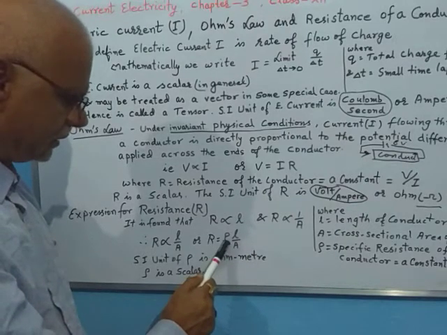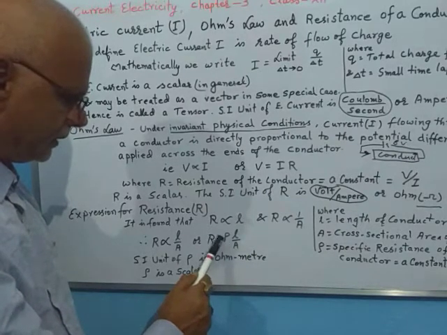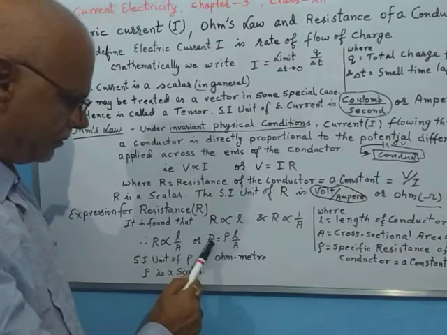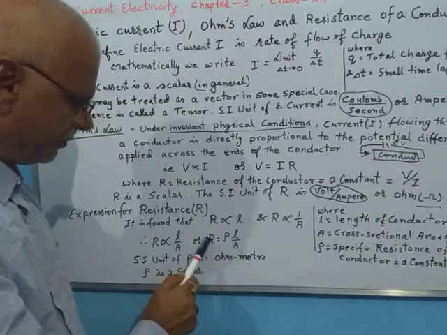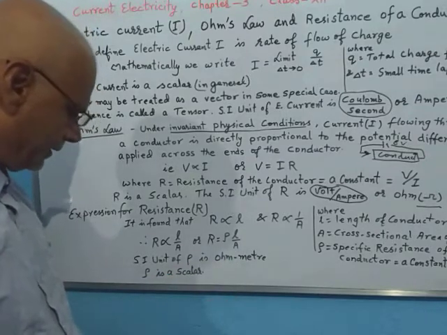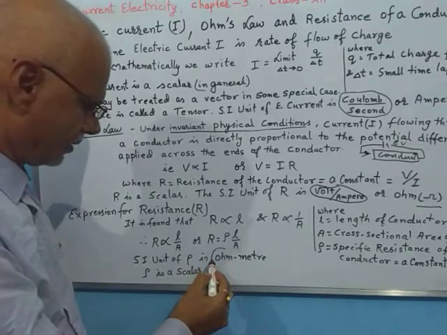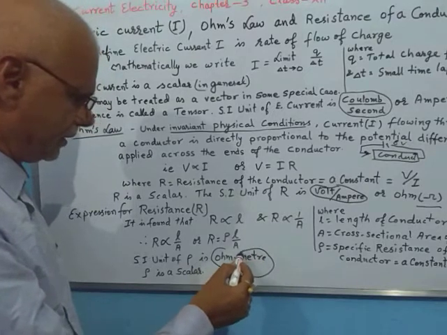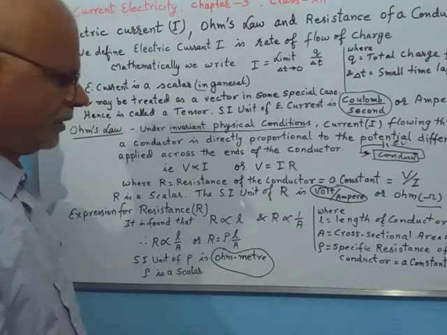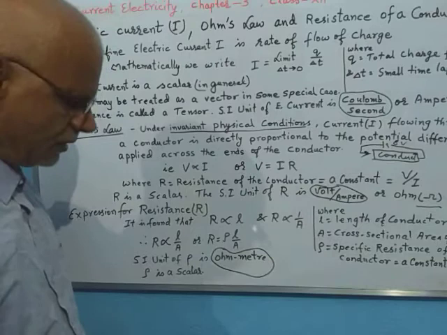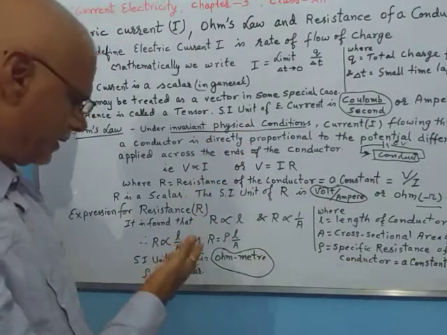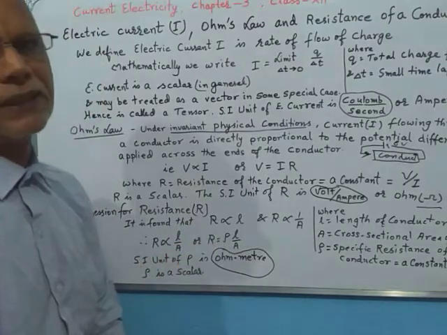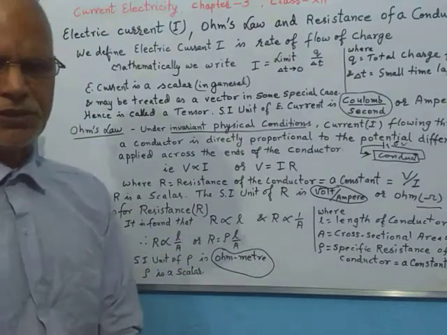So that means the SI unit of resistivity becomes, R is given in ohm, so ohm, and 1 meter is carried from right to left. So it becomes ohm meter. This is the SI unit of resistivity, and resistivity of a conductor is always a constant under the invariant physical conditions, and the length and cross-sectional area remaining the same and unchanged.